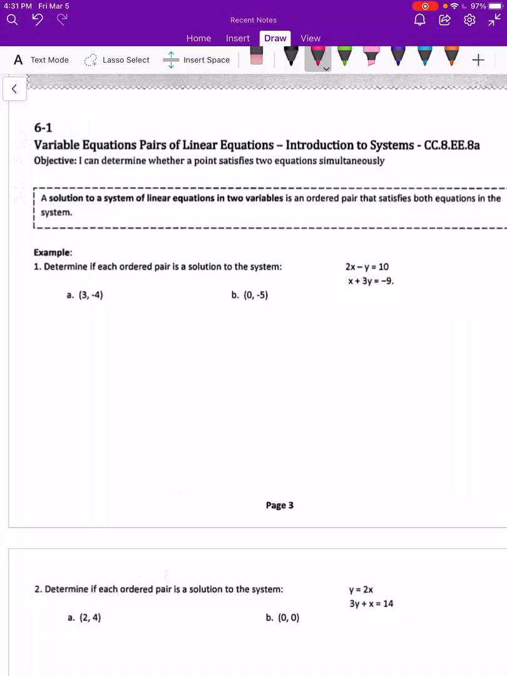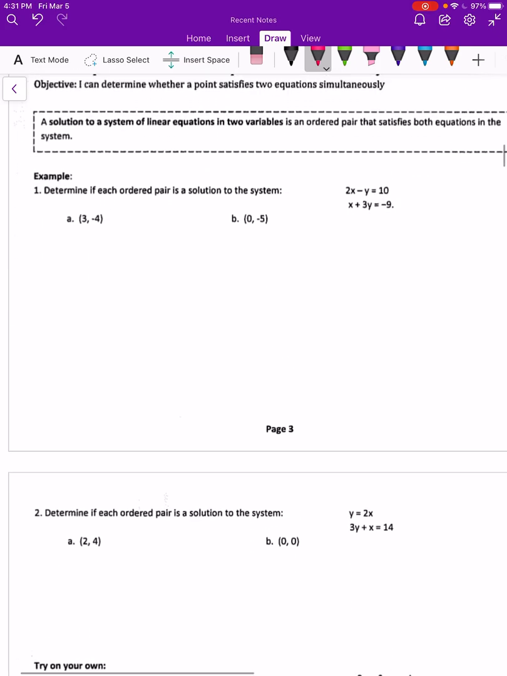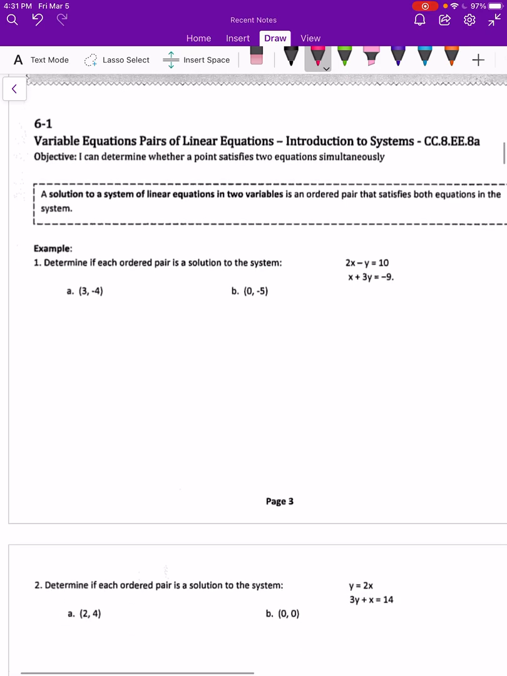All right, so now we're going to go a little further with systems. I'm now on page 3 of my notes, lesson 6.1. Now that we know what a system is, and that the point where they cross is the solution to the system, we're going to determine whether a given point is a solution to the system or not.